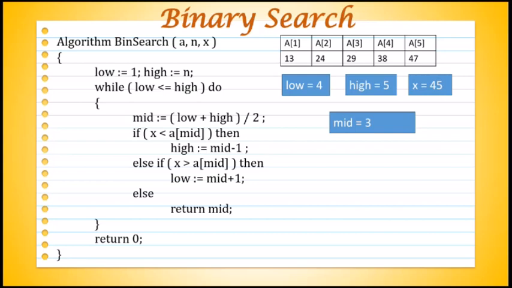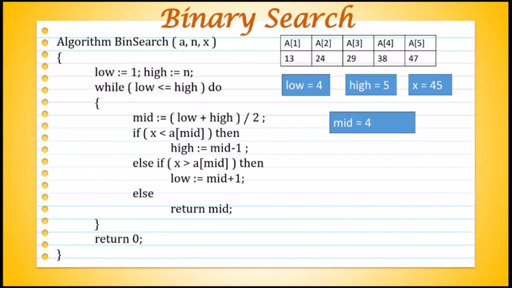So now we will go back to the while condition, because the previous condition was true. We will check the while condition again. So low is less than or equal to high. Yes, this condition is true because 4 is less than or equal to 5. So again we will execute the statements present in the while loop. So mid equal to, so now we have to find the new middle value. So low plus high, that is 4 plus 5 divided by 2. So that is 9 divided by 2, it will be 4. So the new value of mid is 4.